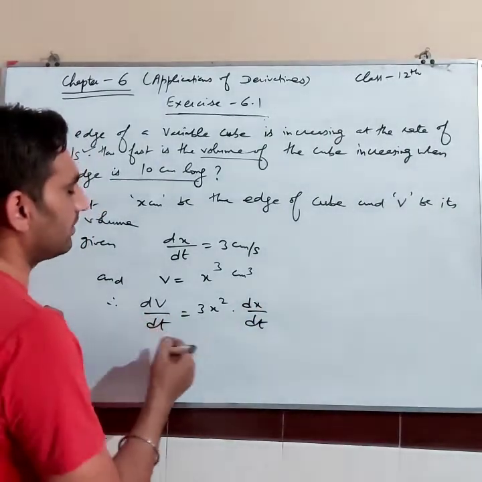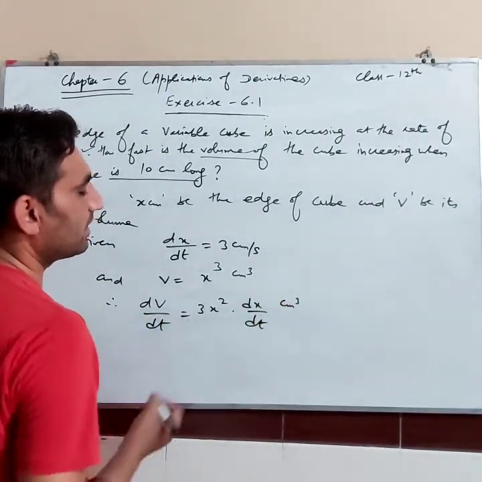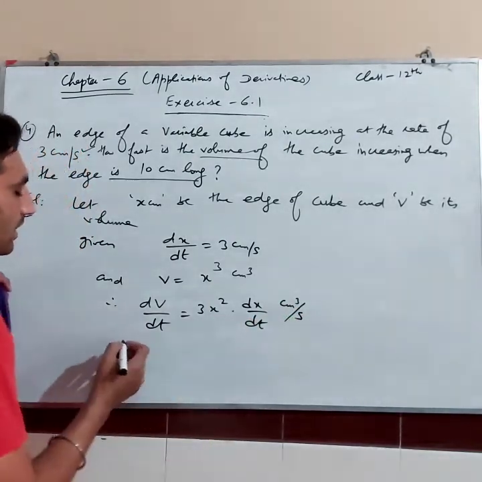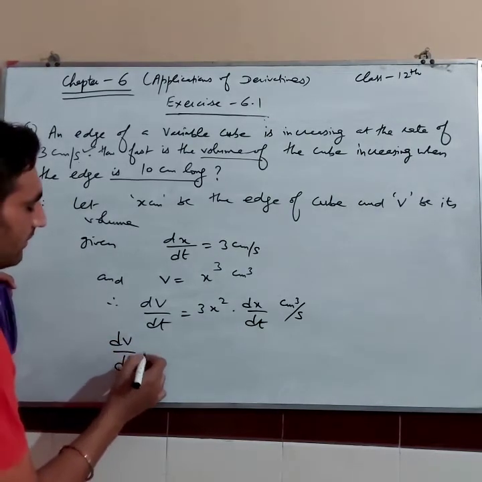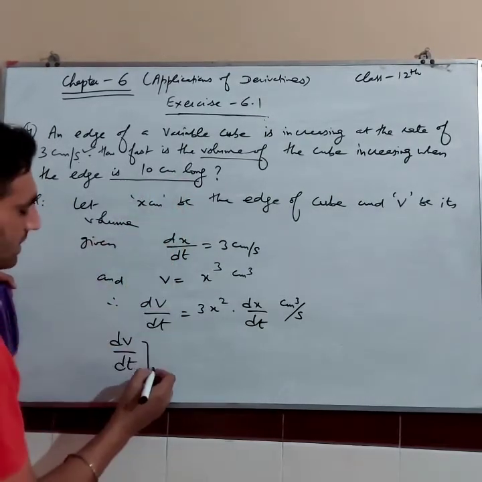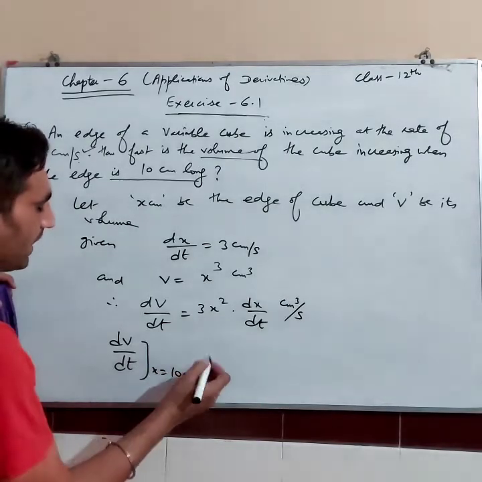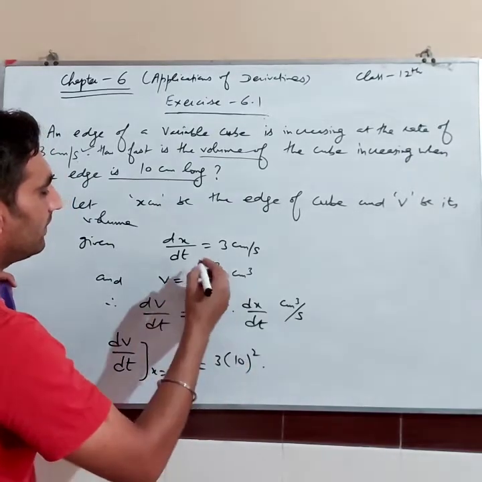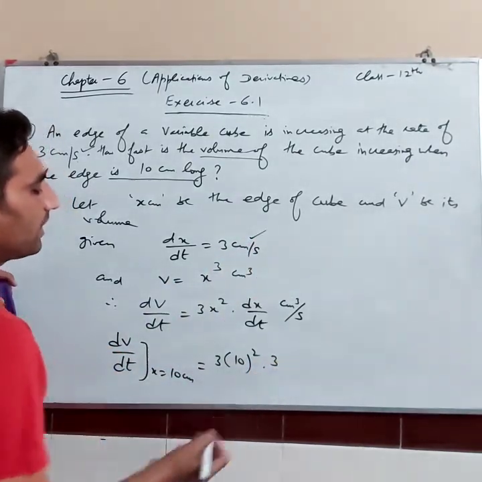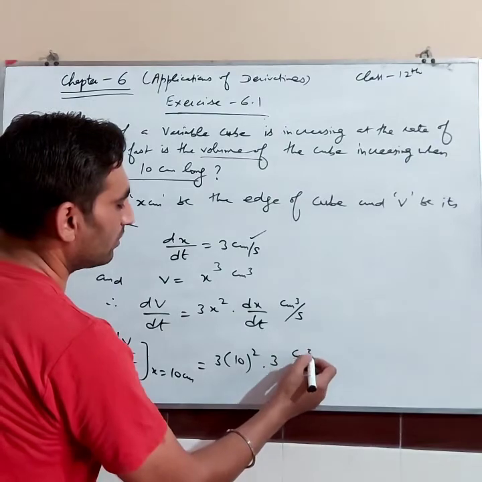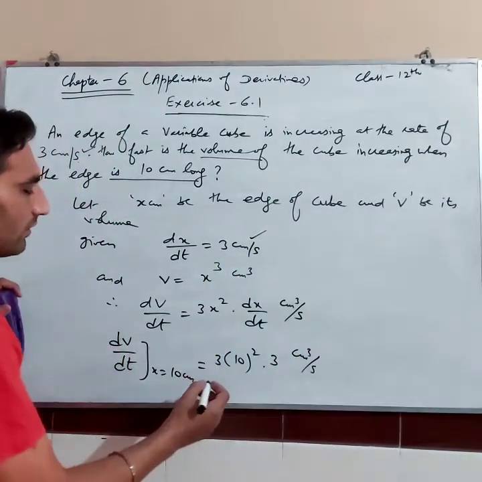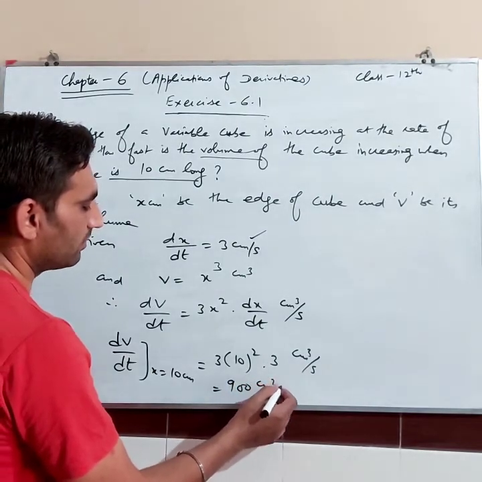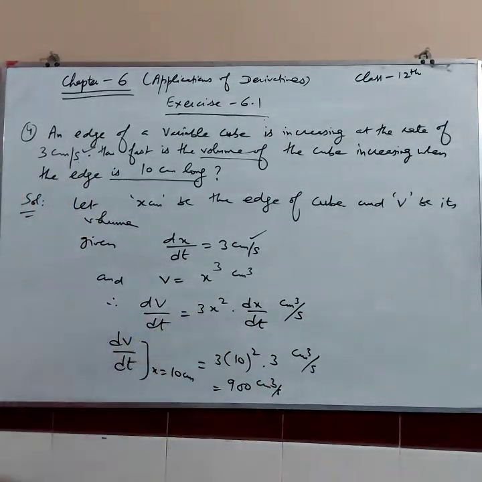And since it is volume, it will be in centimeter cube, and with respect to time, means per second. Now we have to find the rate of change of volume with respect to time at x equal to 10 centimeter. So to find the answer, replace x by 10 and dx by dt by its value, that is 3, and in the end, centimeter cube per second. So solve it. It is 900 centimeter cube per second. This was our question number 4.